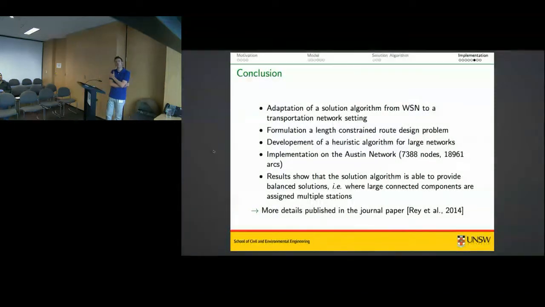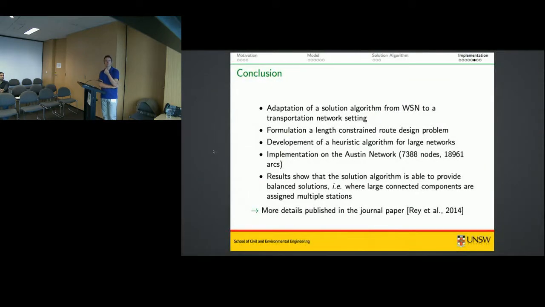The implementation, I haven't spoken about the running time, but it was, I know, less than an hour. I should confirm that though, but it was pretty efficient, even on such a large network. The result that we obtained mainly show that although we have introduced two route design parameters, they are able to produce balanced solution if we tune them. And this means roughly that we're able to break the connectivity of large connected components.